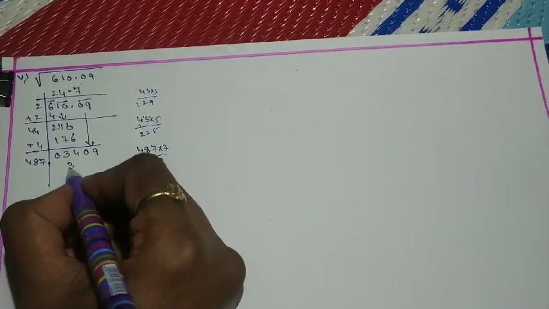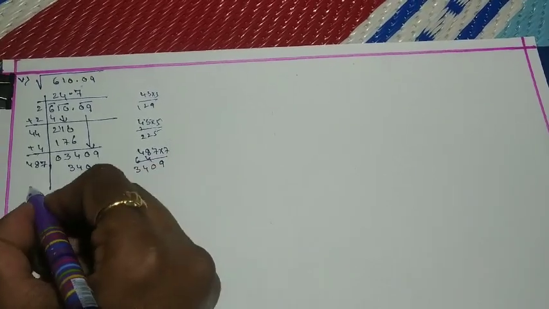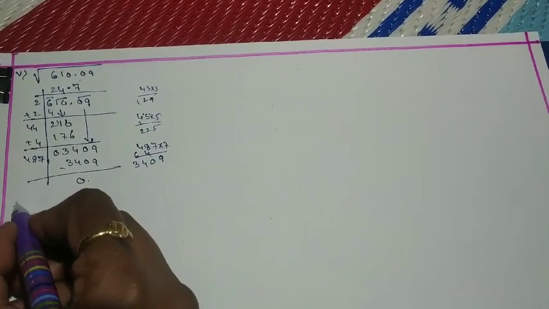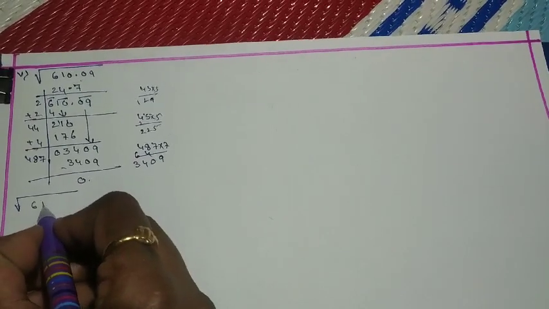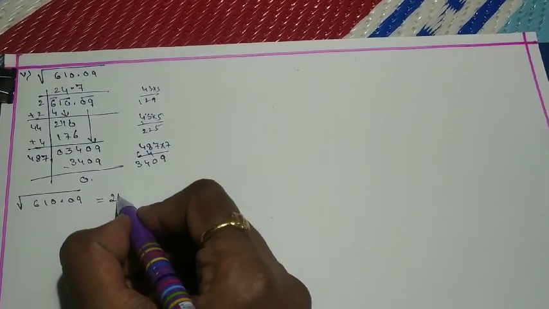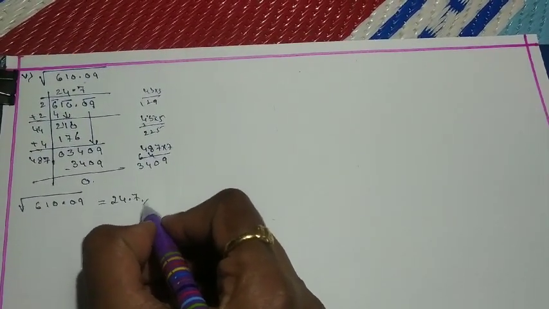Then the answer is 3409. So subtraction of this, we get the remainder as 0. Then the square root of 610.09, its answer, whatever we got in the quotient, that is 24.7.